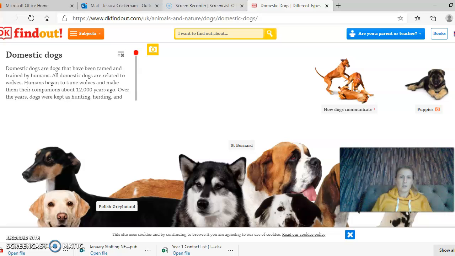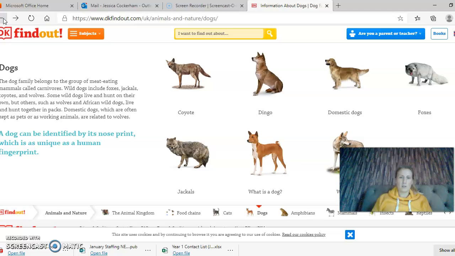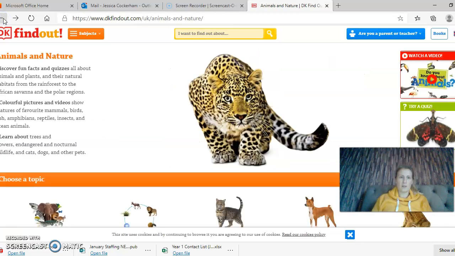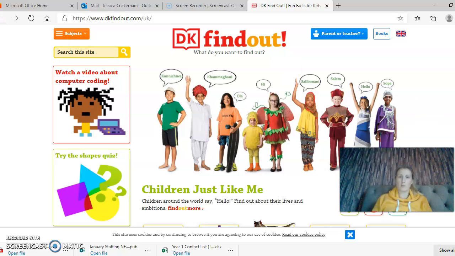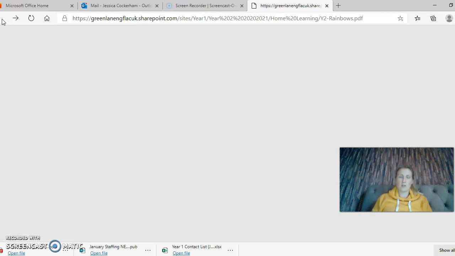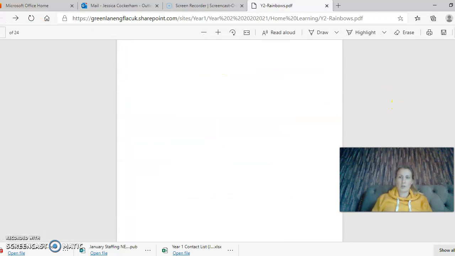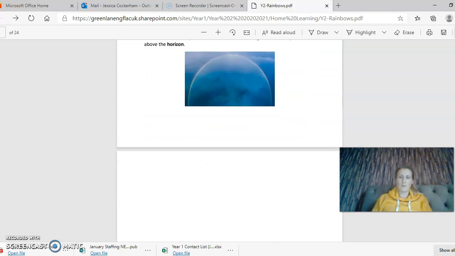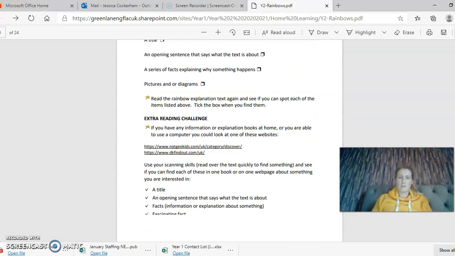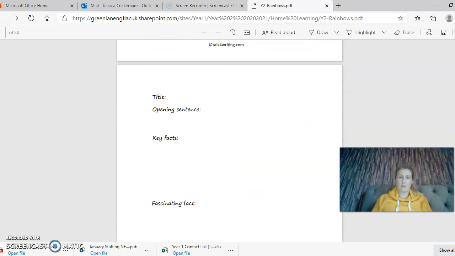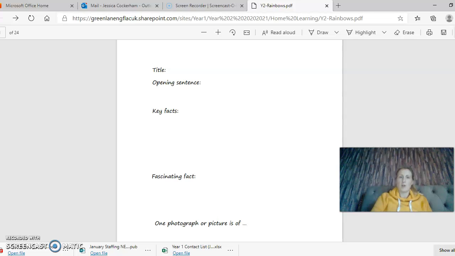information there. So there's a few different links here that you could click on to help you find out some information, but you could also just have a look at an information book that you've got at home to see some different facts there, couldn't you? So I'm going to just have a look here further down at what your task is going to be for today after you've done the reading and the ticking of the different things. You can write the title here, the opening sentence here, the key facts, a fascinating fact, or a photograph.